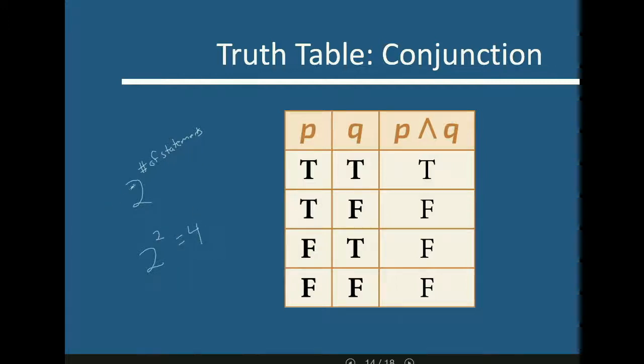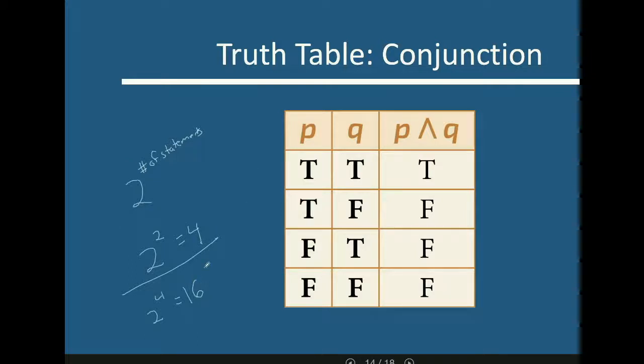The reason this number is 2 is because we have 2 options: true or false. That's what this 2 has to do with. So the base always stays 2, and the number of statements could change. If we had 4 statements, we would have to do 2 to the 4th. Like maybe we would have P, Q, R, and S. We would have to have 16 different rows here with trues and falses. So that's how you can tell how many rows you're going to have.